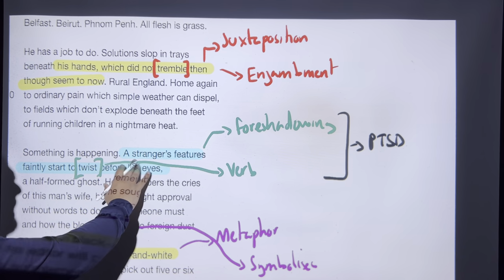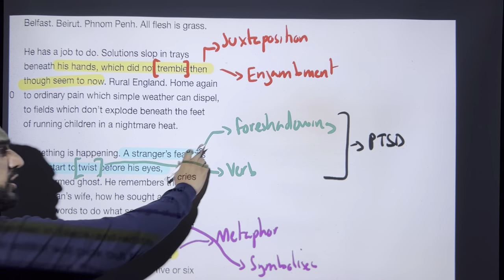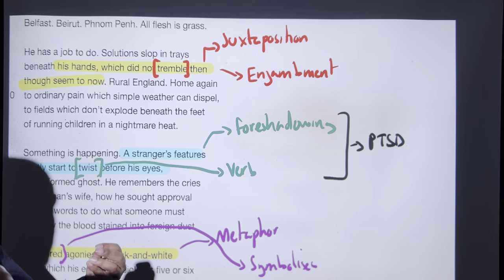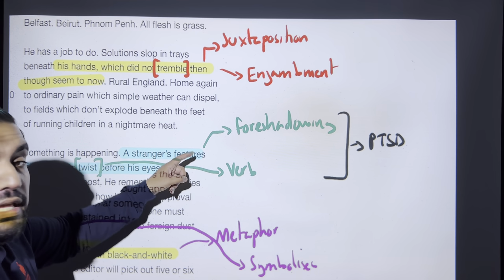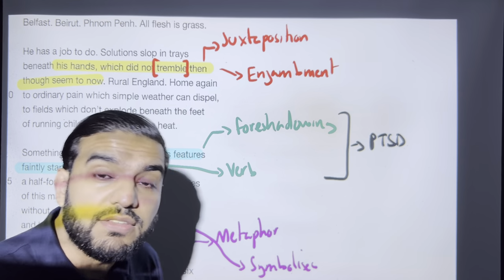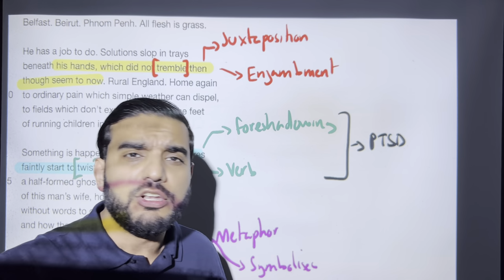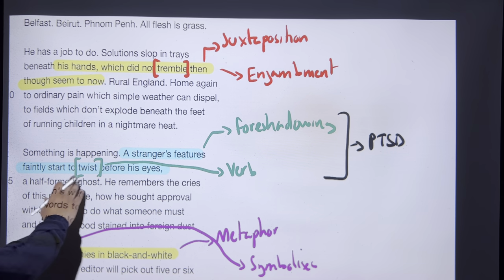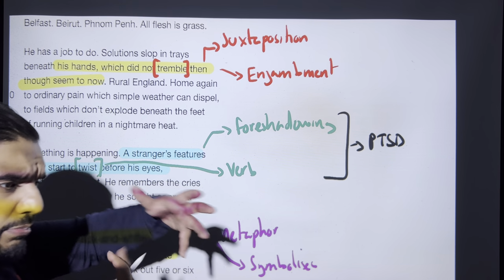But the stranger's features, guys, what did they foreshadow? It foreshadows eventual downfall, because he's now hallucinating. He's seeing things. From hands trembling, he's now seeing things. What does this link to? It links to the poem Remains. Blinking, sleeping, dreaming. It's a gradual build-up. And the features start to twist before his eyes.